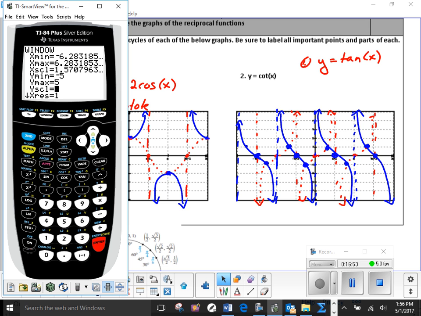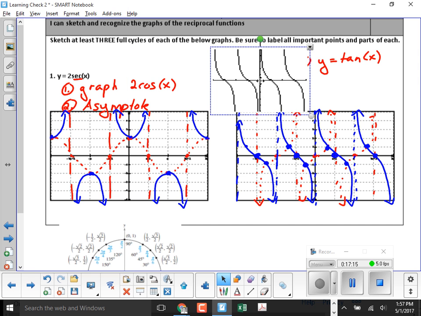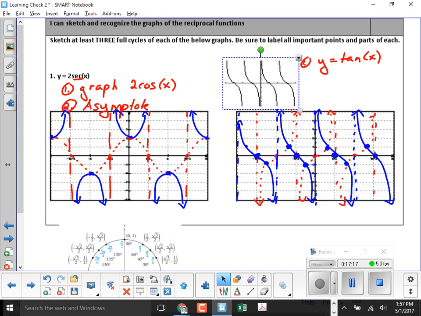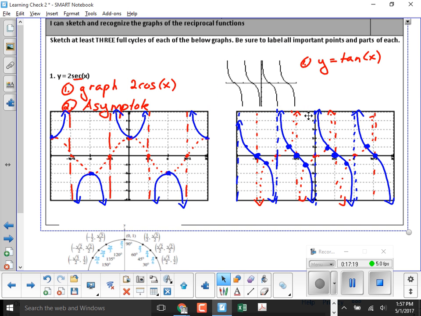Y scale is that. I'm going to go to y equals, clear it, and just do 1 divided by the tangent of x. And now when I hit graph, does it look like what I got in blue? Looks good, right? So you can check and make sure you did that right. Cool?